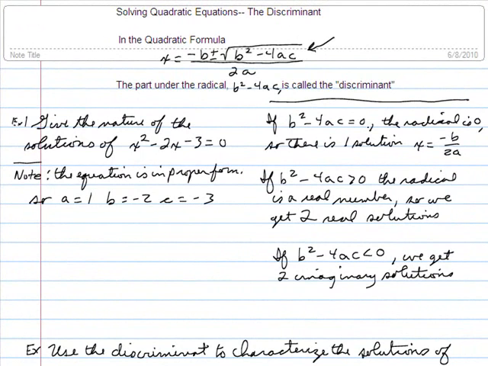If b squared minus 4ac is 0, then the thing in the radical is 0. So you only get one answer. The plus or minus doesn't mean anything because it's plus or minus 0, which doesn't change anything. It's a real answer. It's negative b over 2a.